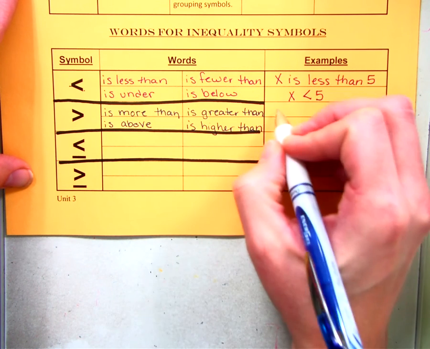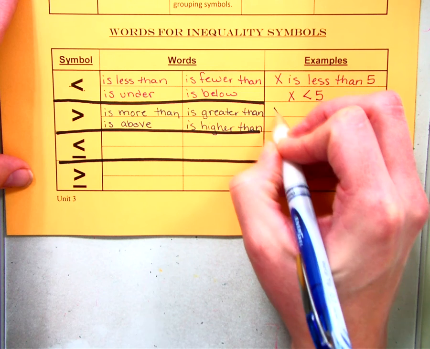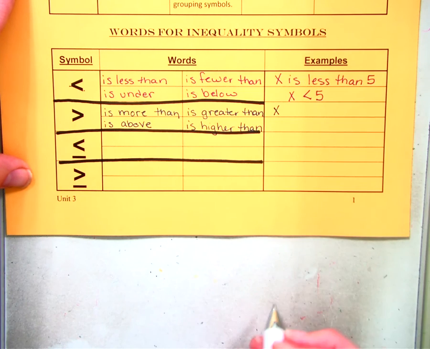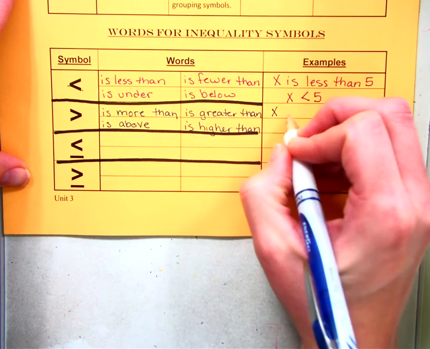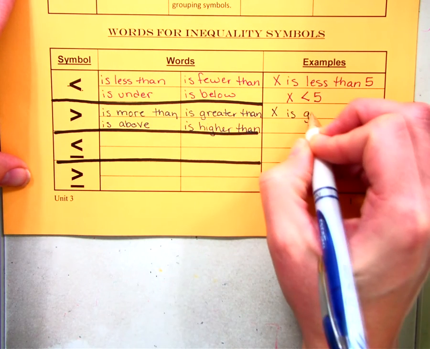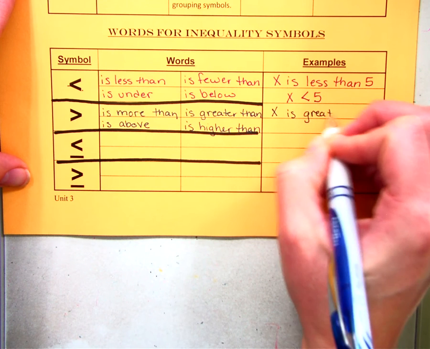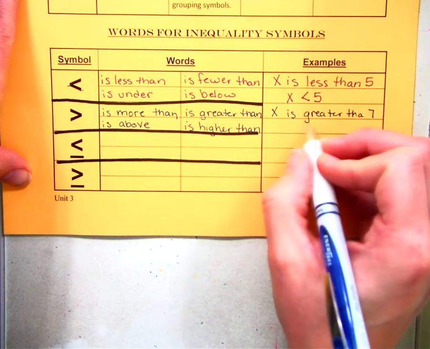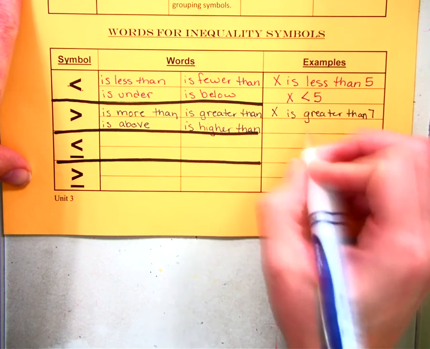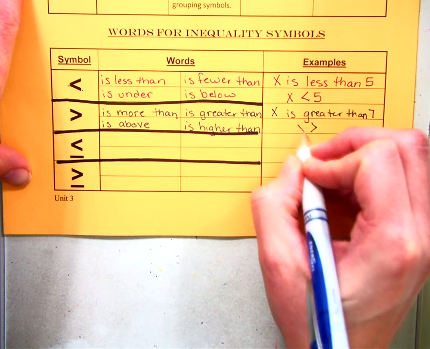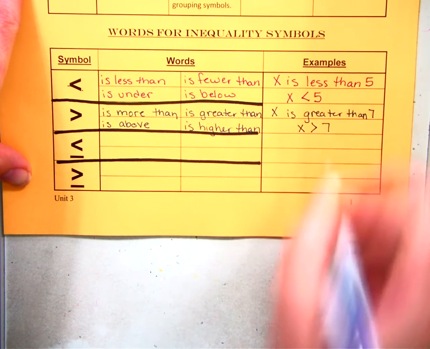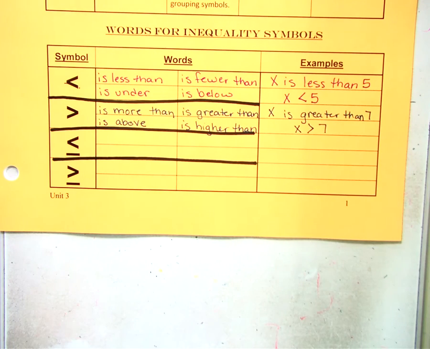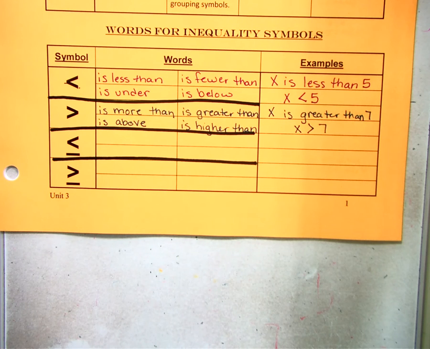So an example would be x is greater than 7. And you're going to distinguish that greater than is this symbol. So there it is. Okay, those should be the two easier types. So we're going to go on to one that's a little bit more difficult.